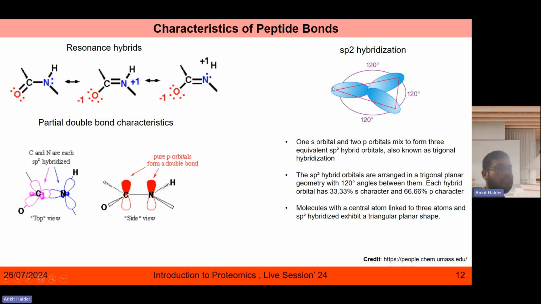So these are with the 120-degree between them, and this hybrid orbital has 33.33% S character and 66.66% P character. So these molecules with a central atom that is linked to three atoms and sp2 hybridized exhibit a triangular planar shape. Okay. So this is the main reason why this is particularly sp2 hybridized state, and this is the structure that resembles the peptide bond.